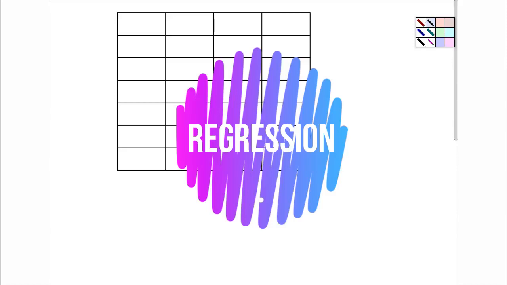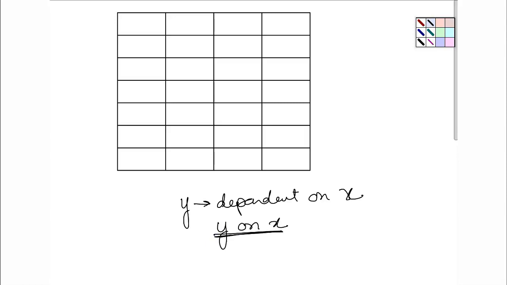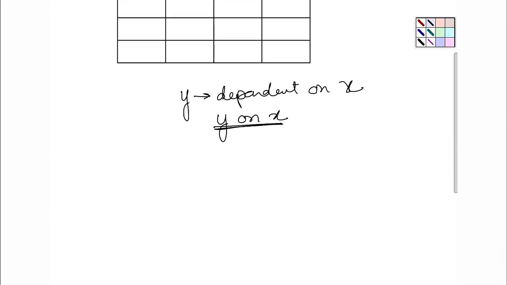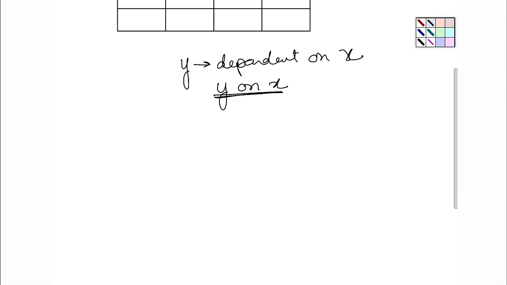Here we will learn how to find out regression equations for y on x. That is, y is a dependent variable and x is an independent variable. So y is dependent on x. So what am I saying? Y on x. So this is the regression equation that we'll learn to form today.